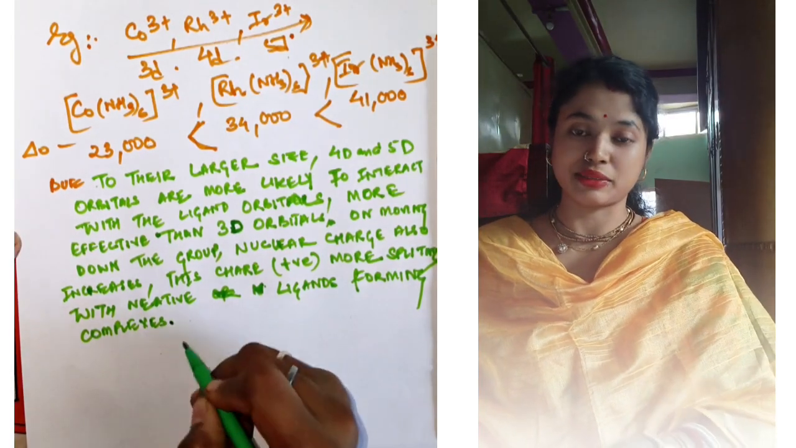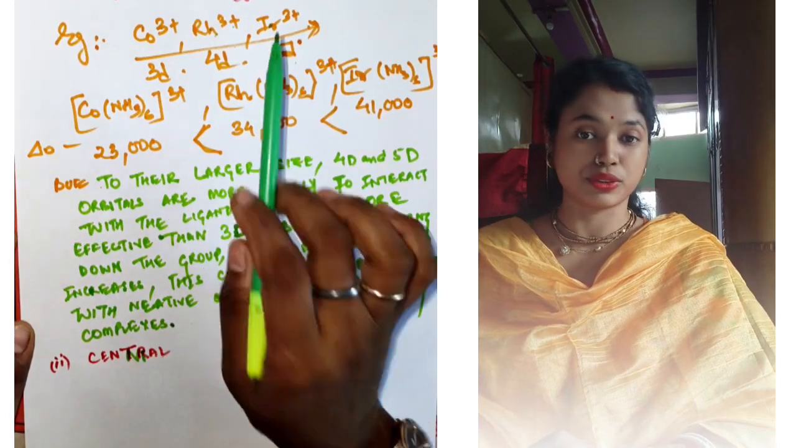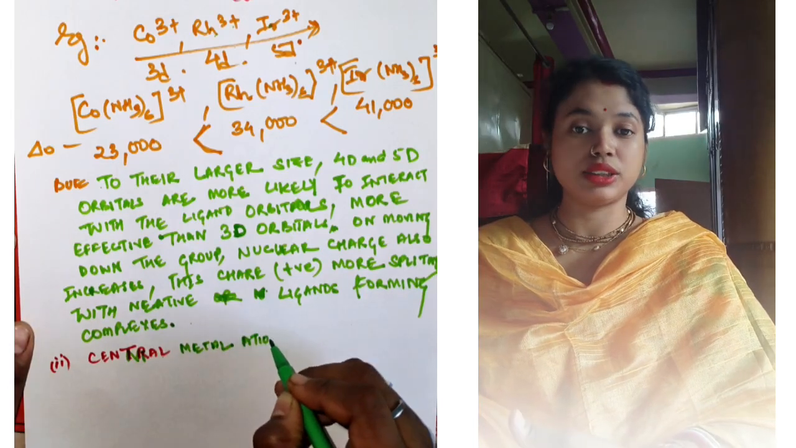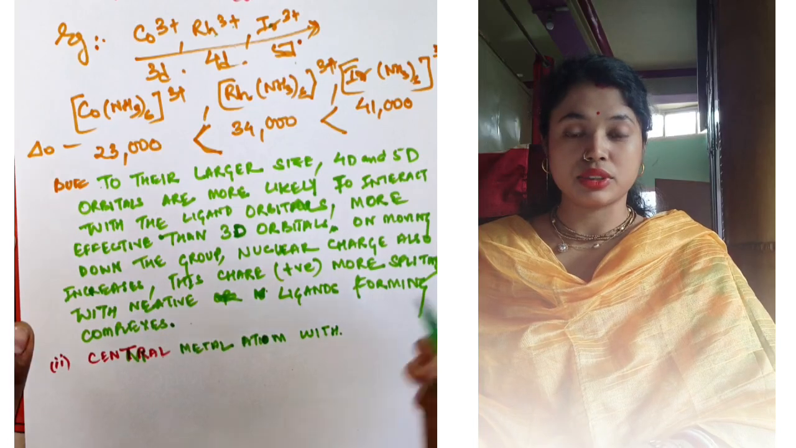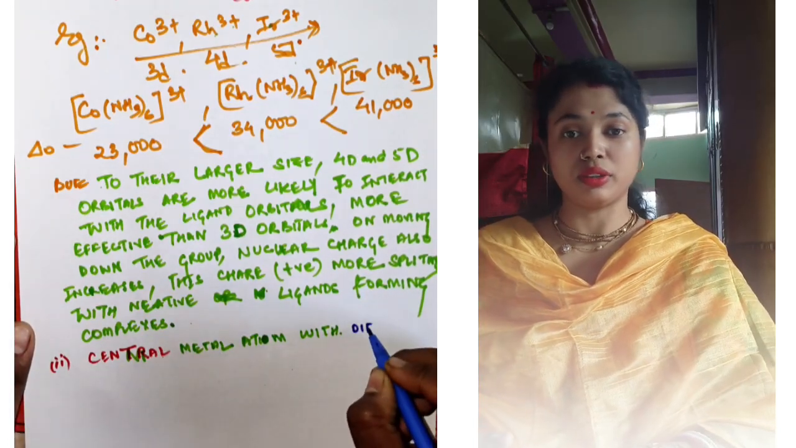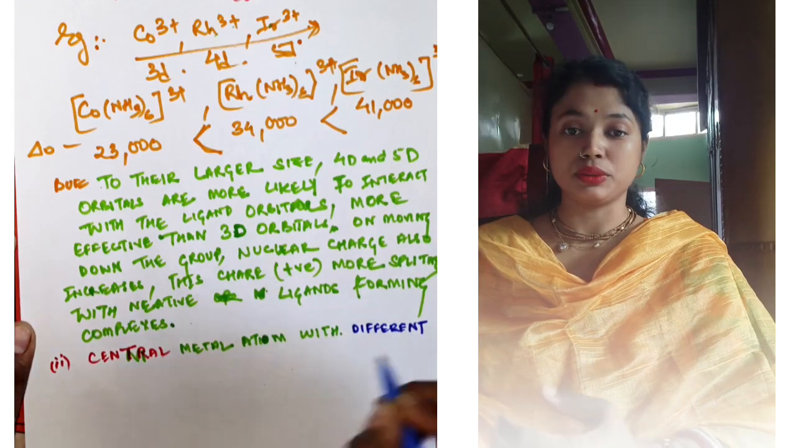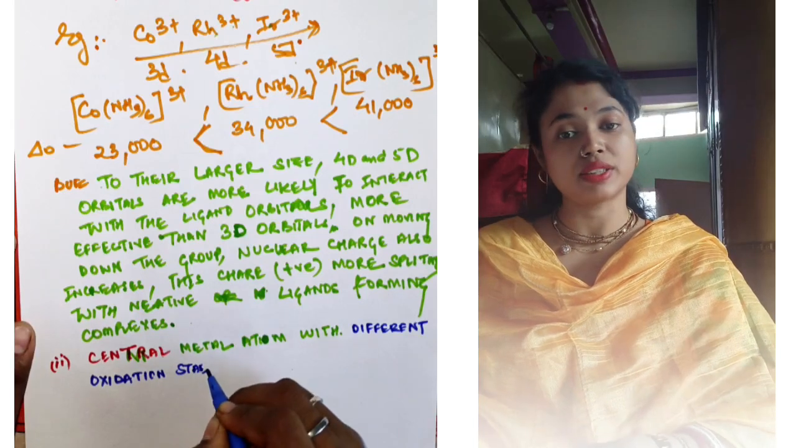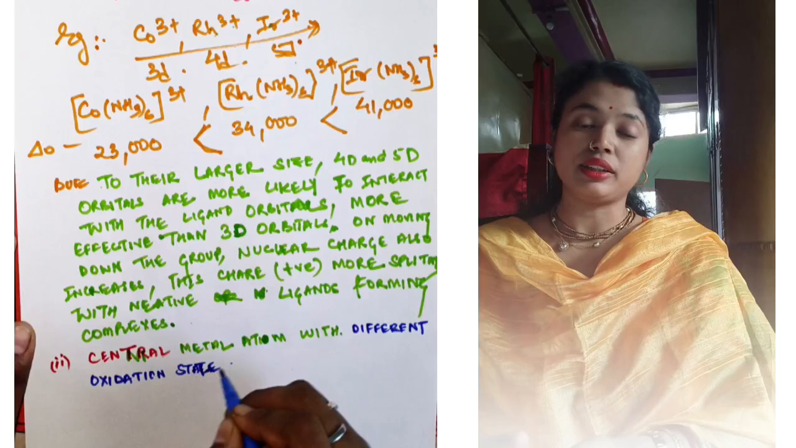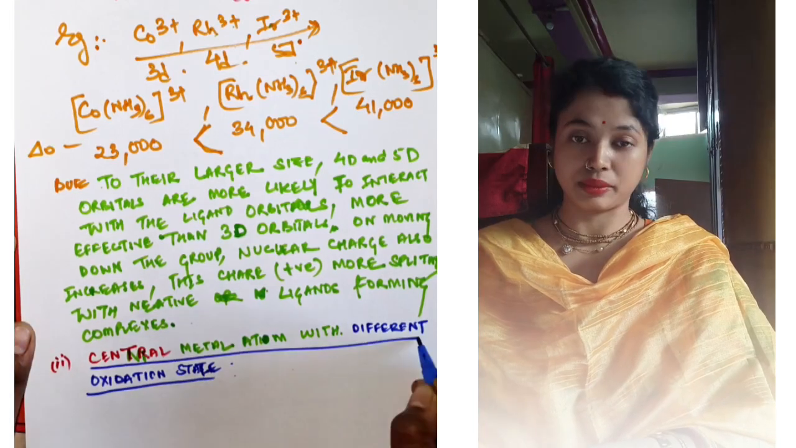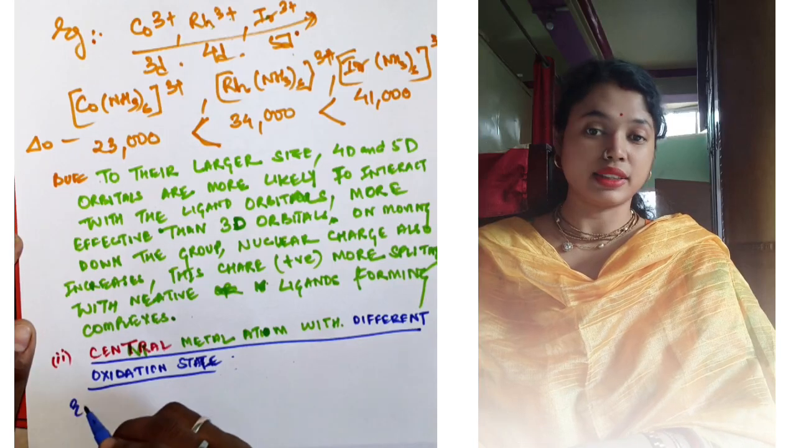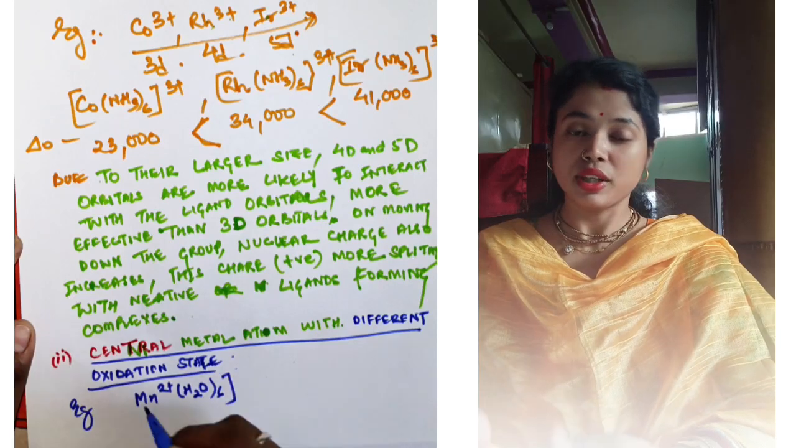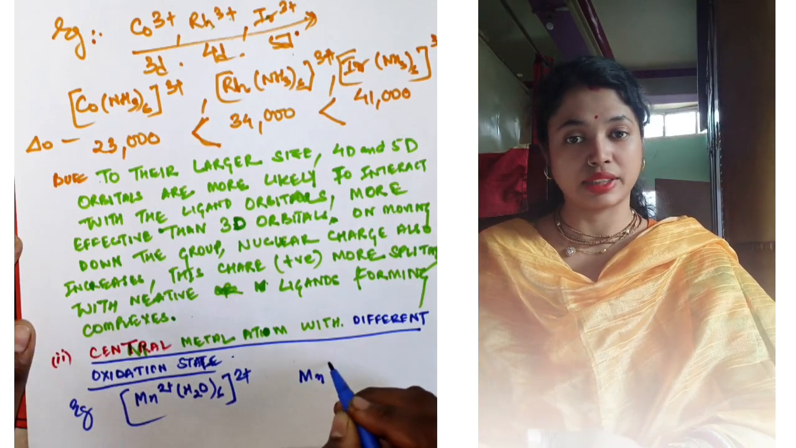Now we will go for the central metal atom with different oxidation state. That means here, the central metal atom with different oxidation state will be explained. For example, I'll take the example of Mn2+ and your Mn3+.